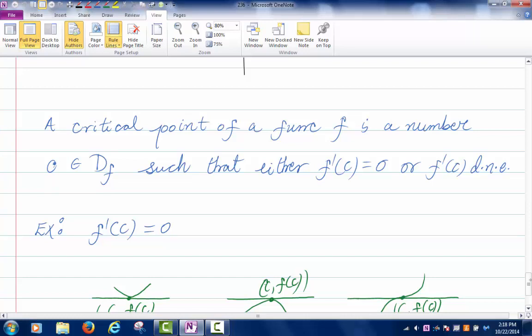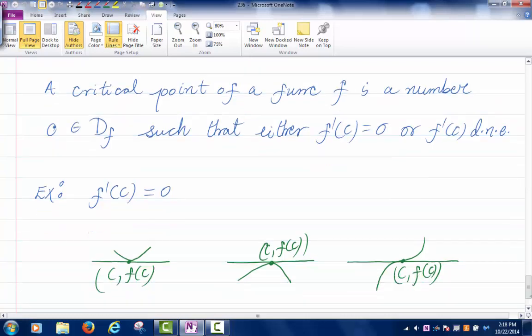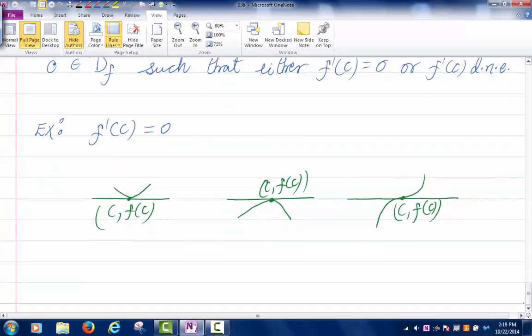So it's a number in the domain where the derivative is either 0 or the derivative doesn't exist. Now, I sort of discussed in this example how the graph of a function looks when the derivative is 0 at some point. Is everybody okay with that? Here I am assuming in this example that the function f is continuous around c. So near the point c, the function is continuous.